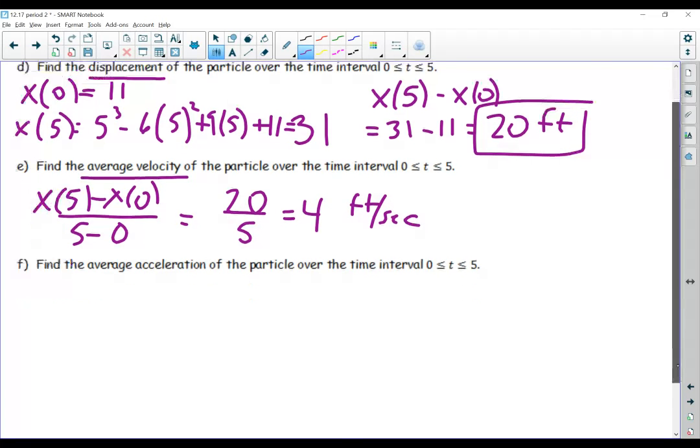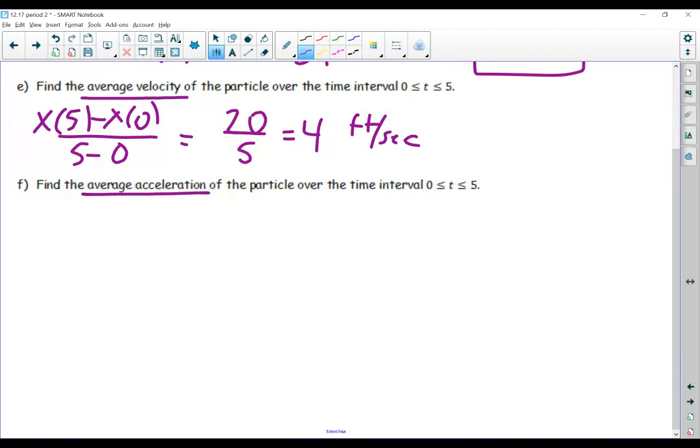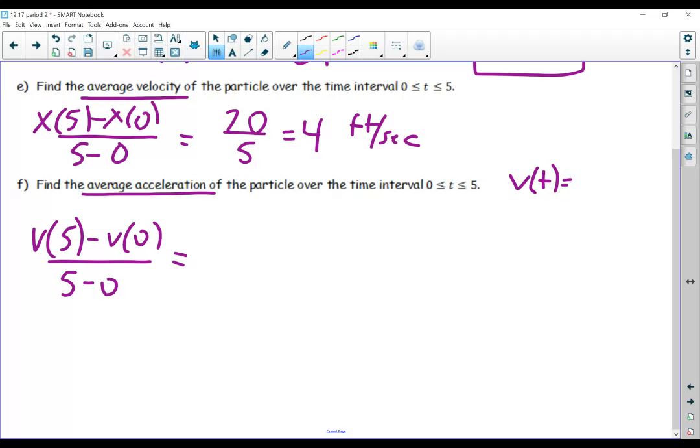Okay, find the average acceleration of the particle over 0 to 5. That's going to be the change in velocity over time, which would give me acceleration. So I'm actually going to have to plug in 5 and 0 into my velocity function. Just to recap, the velocity function was 3t squared minus 12t plus 9.